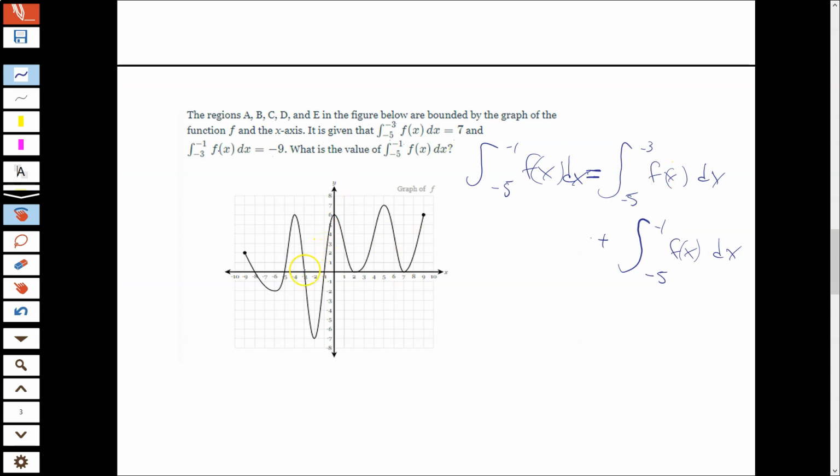So -5, -3 is here. So that's given as 7. And then -3 to -1 is given as -9. So notice this looks a lot like your original problems the first time we saw these types of graphs. So the solution is just going to be -2. We're going to add those together.